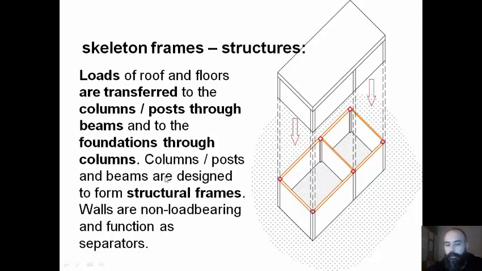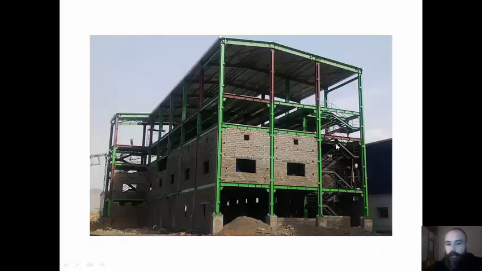to the foundations through columns. Columns, posts, and beams are designed to form structural frames. Walls are non-load bearing and function as separators. Like in this case, the main structure is these green steel posts and beam frames. The walls, they are just separators.